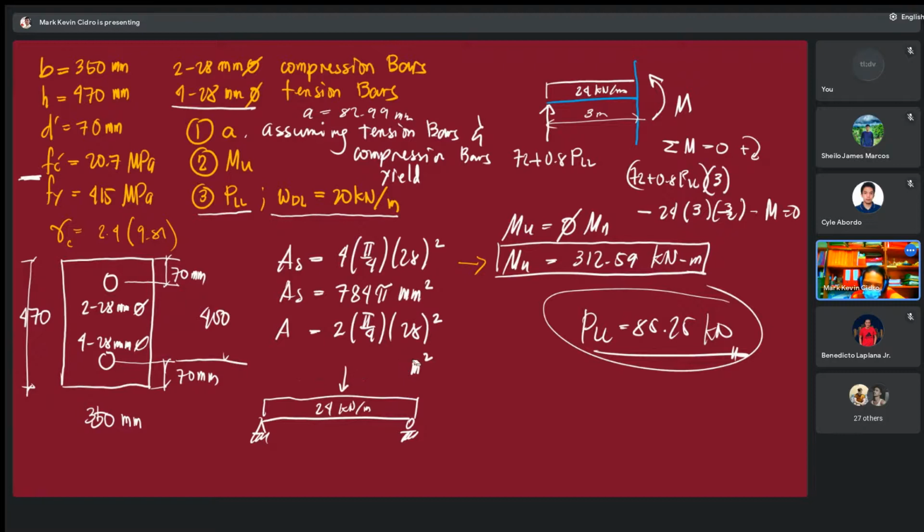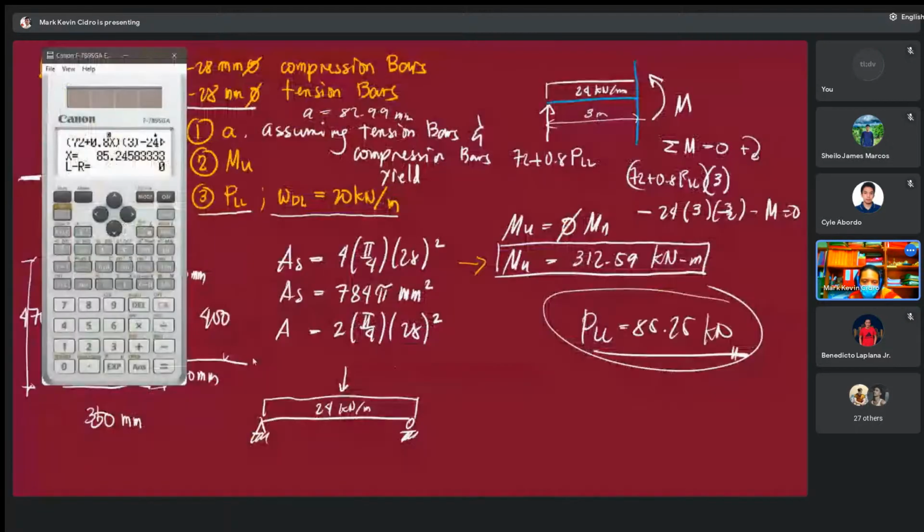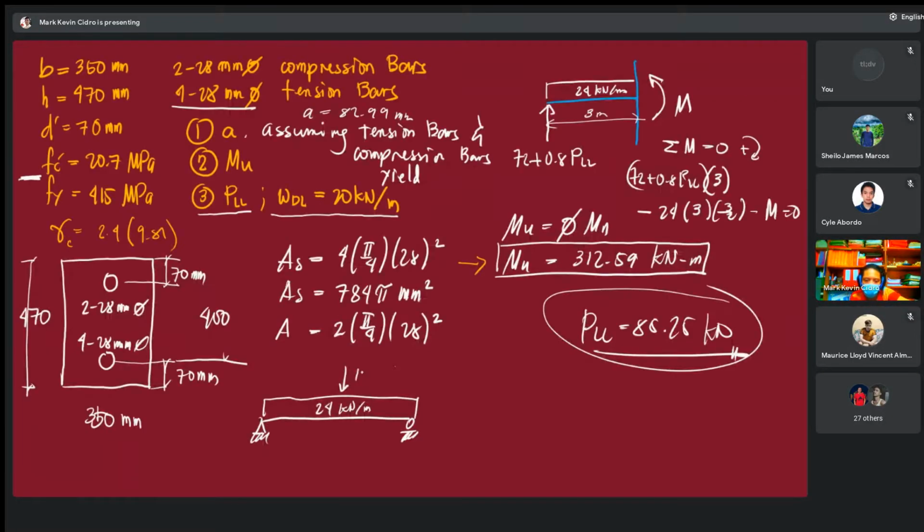Let me erase this one. Add to 85, pero i-multiply mo pa yung 1.6, di ba? Pero 85.25 times 1.6. Sige daw. 85.25 times 1.6 is 136.4. This is in kilonewton. Moment. Di ba? Moment M max is equal to WL squared over 8 plus PL over 4.